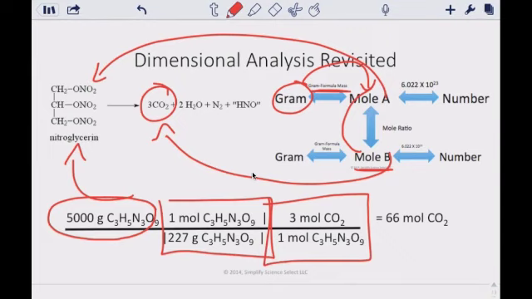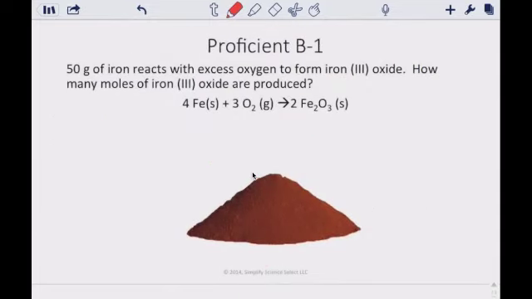Anytime you see grams. So if I have 5,000 grams of nitroglycerin, I have to write down the conversion factor of molar mass, or gram formula mass, that's the same thing. I have to write that down because I'm going to use it. So let's look at an example.